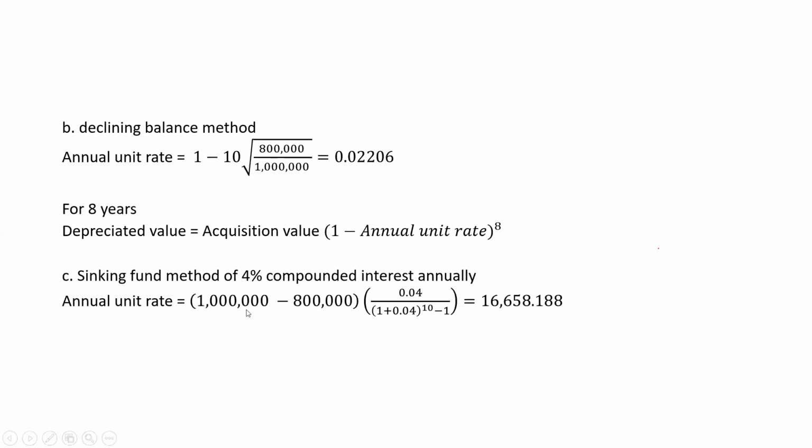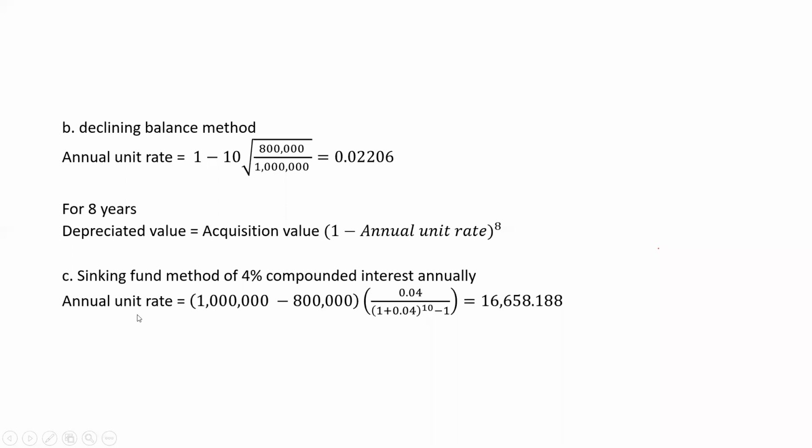So I'm doing this for the maximum, which is the annual unit rate. The n I use there is the number of useful life. So if you have to compute this, you should get 16,658.188. And that happens to be the unit rate when using sinking fund.